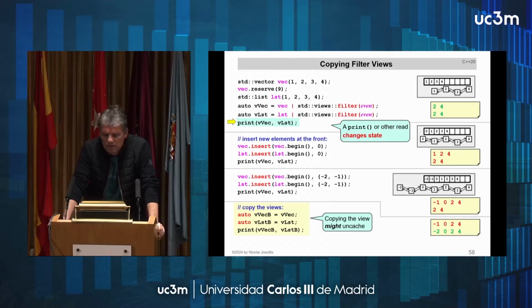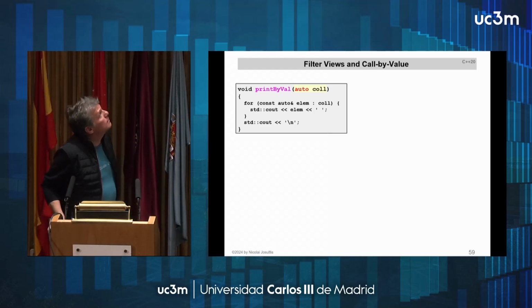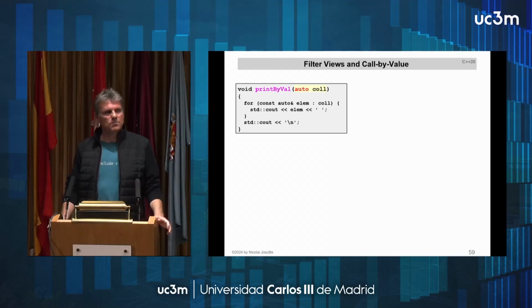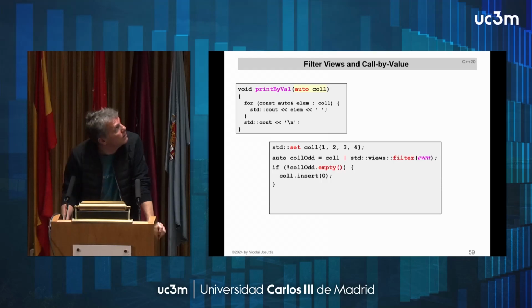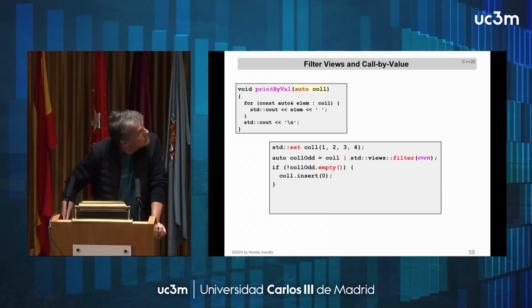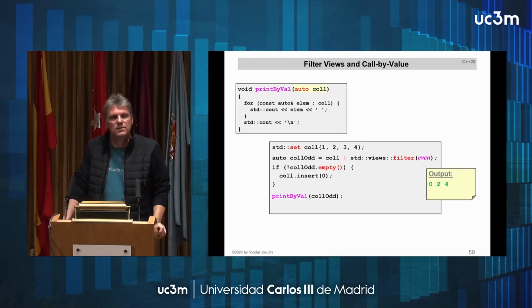In this slide, there's an interesting side effect. If you create a copy of a view, that has an impact. So a copy of a view does not have the same state as the original source. So let's come up with the final example. Let's have a print by value, where we pass collections by value. And now let's have a set, filtering it, calling empty, inserting one more element, and calling this function.